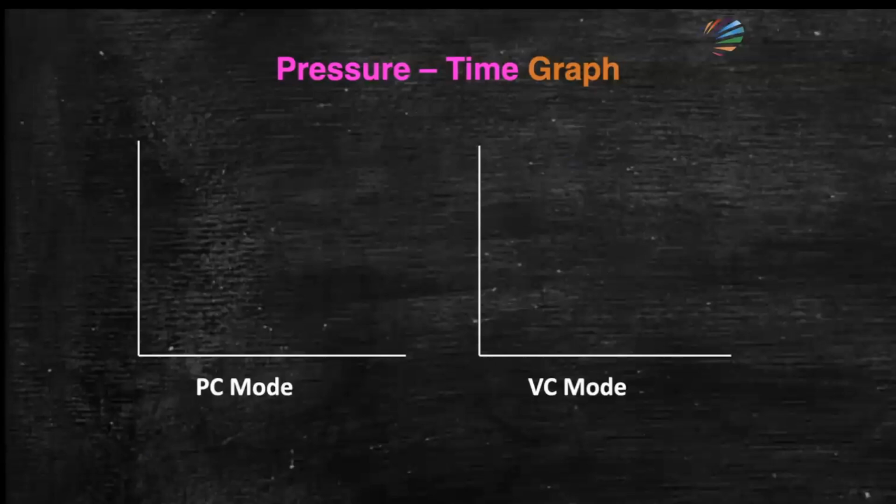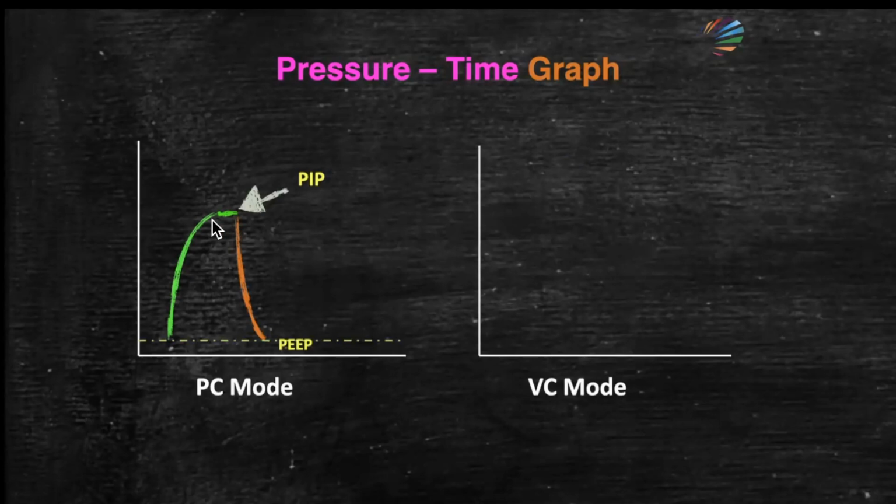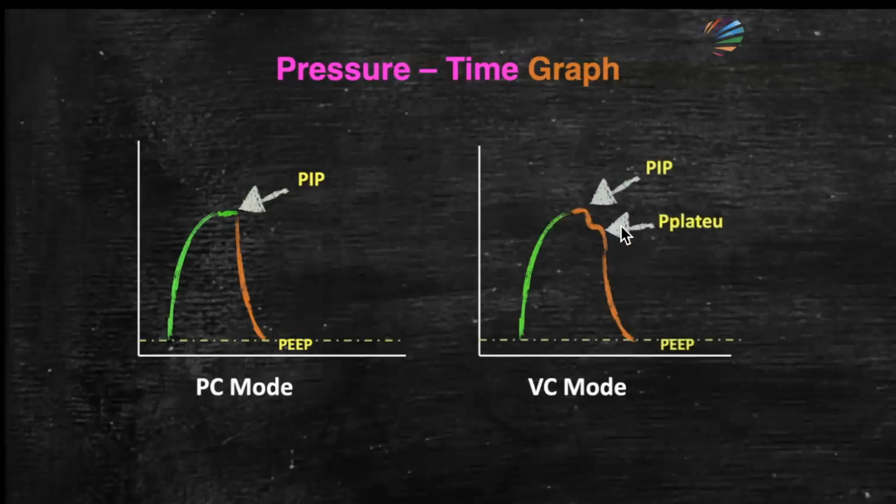So going into the pressure time scalar, in pressure control mode, as I said, pressure does not change throughout the inspiration. That's why it is a flat top. And that is why we only call it a PIP. So there is only peak inspiratory pressure during pressure control mode. Volume control mode has changing pressure during inspiration because it's a volume control. So volume is fixed, but pressure changes. So you have two pressures, a peak inspiratory pressure, that is PIP, and plateau pressure. There are two different pressures.